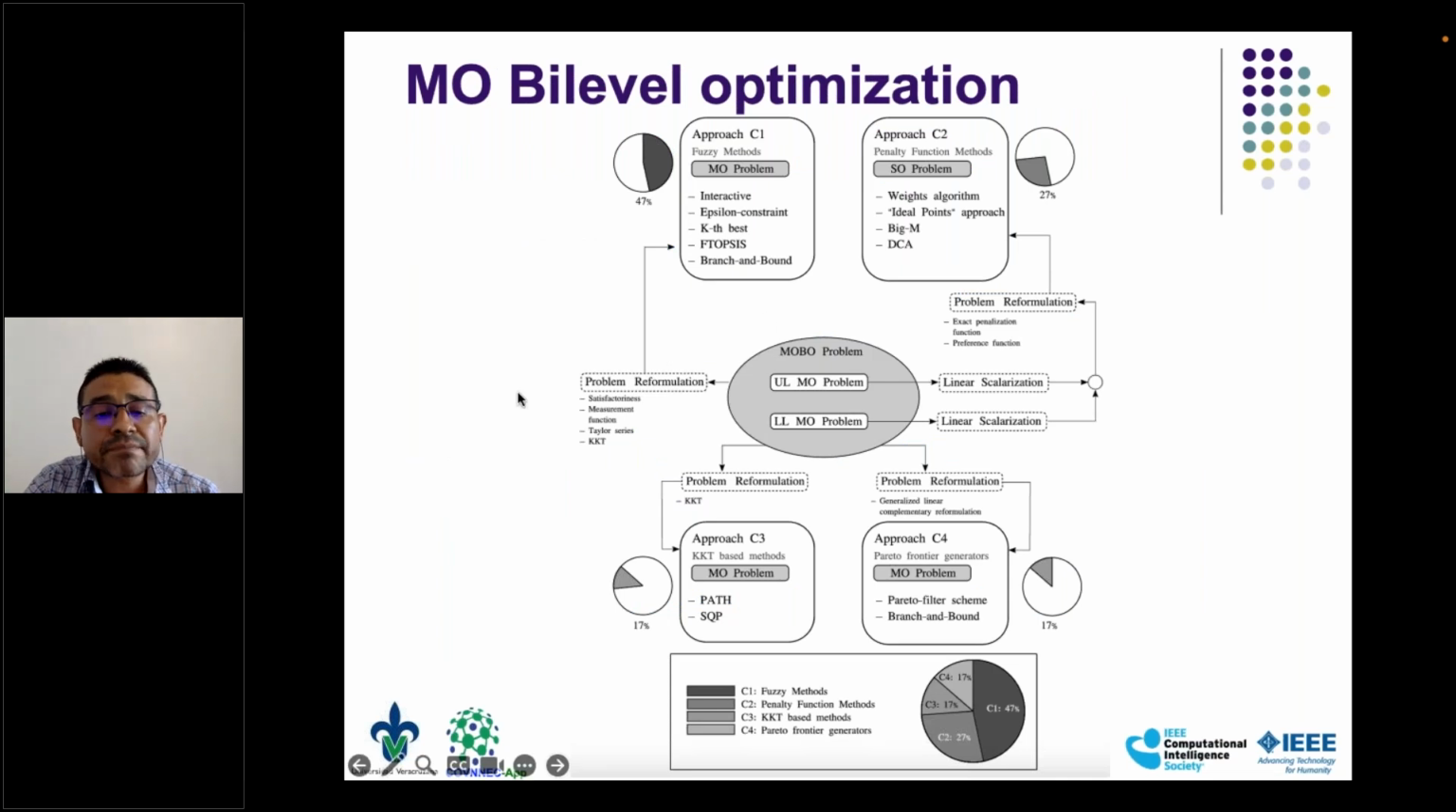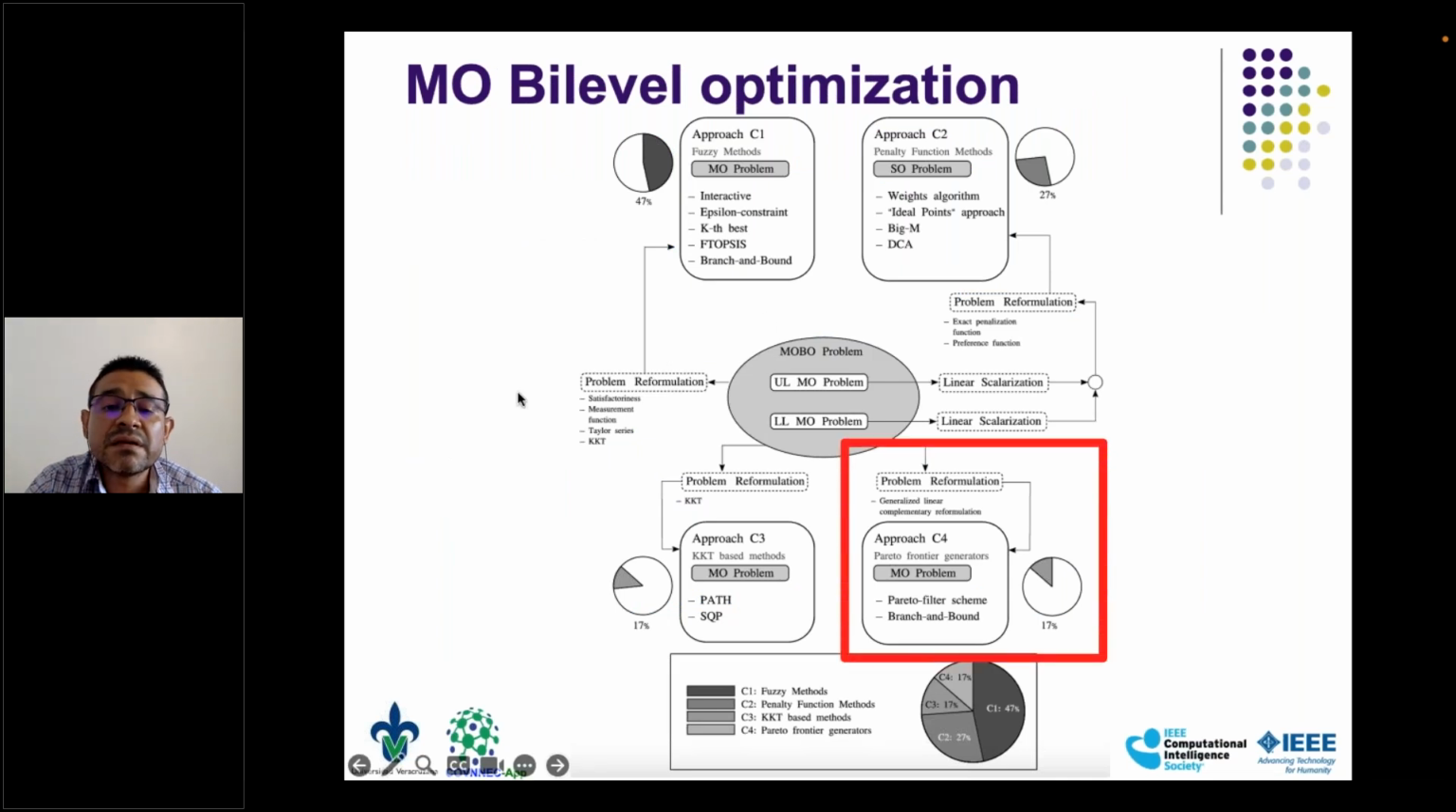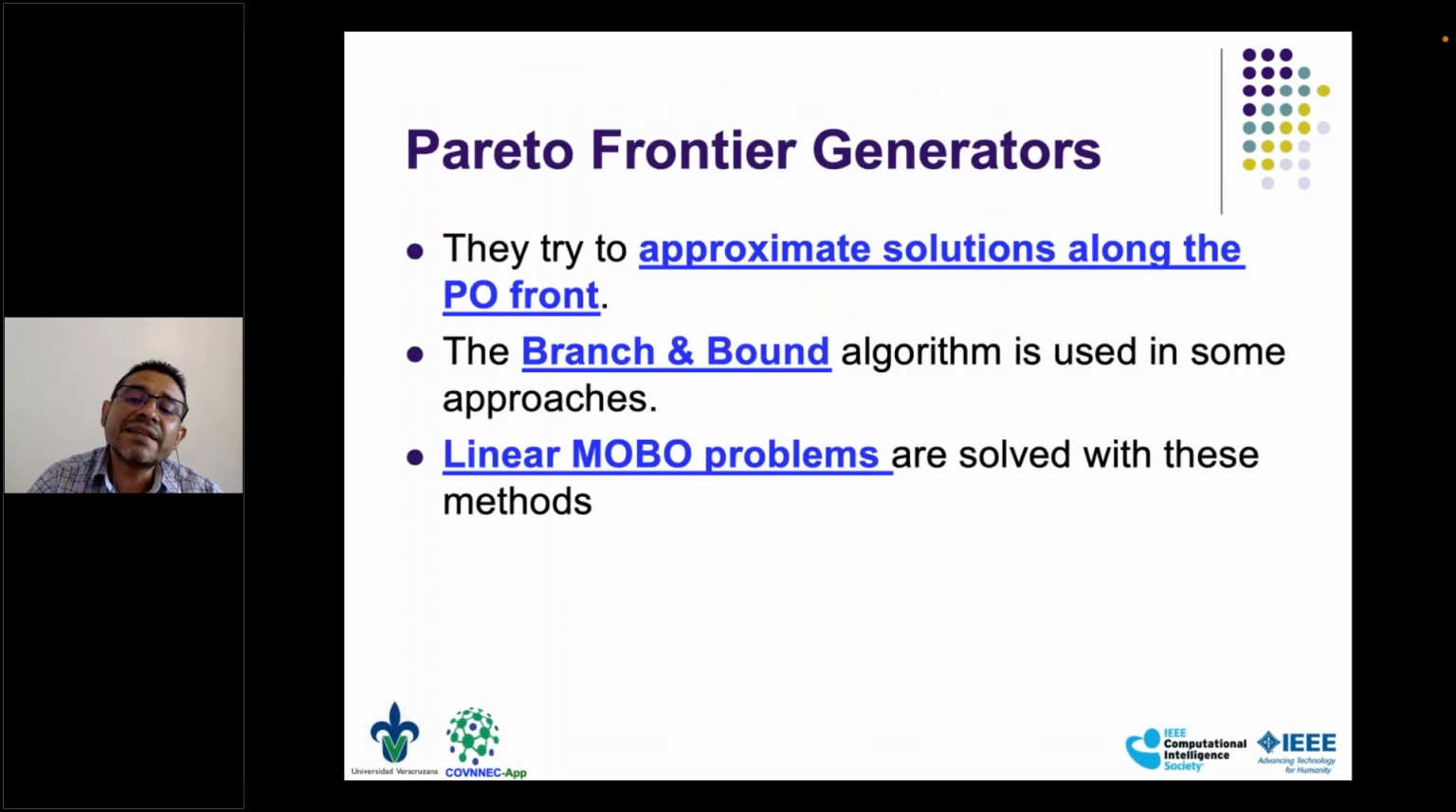Okay, the third group, 70% of the approaches, is the Pareto frontier generator. In this case, they try to generate solutions directly in the Pareto front of the multi-objective bilevel optimization problems. And again, the branch and bound is a very popular algorithm in this type of approaches. I have to mention that there are just a few works in this group, and most of the problems that they solve are linear programs, okay? Remember that we are working with classical optimization techniques.